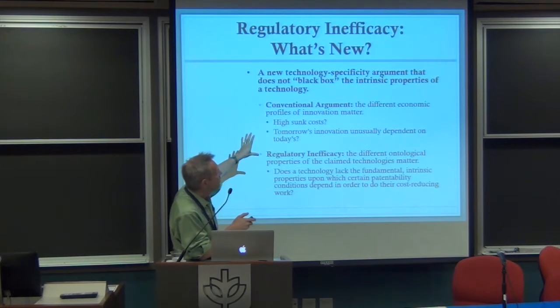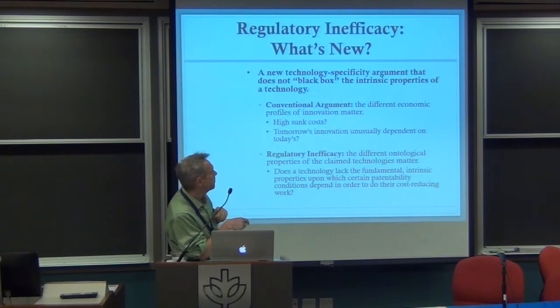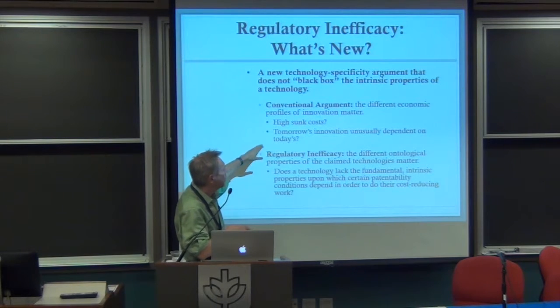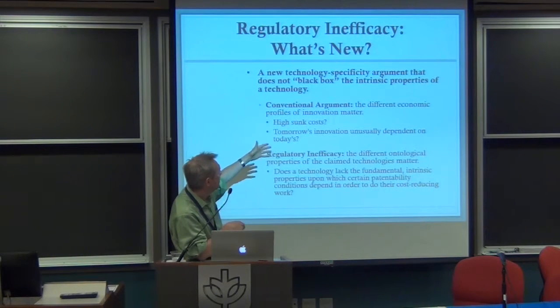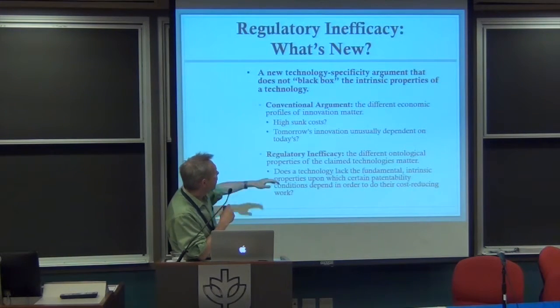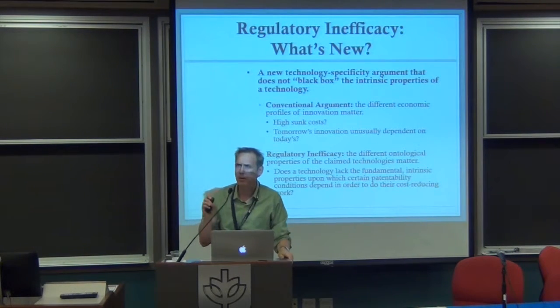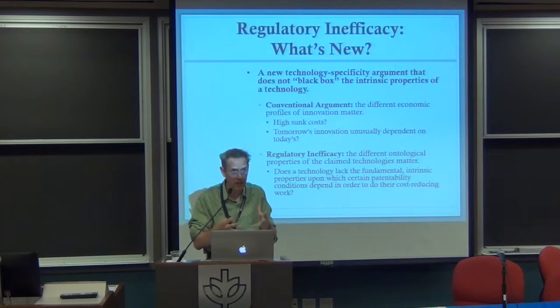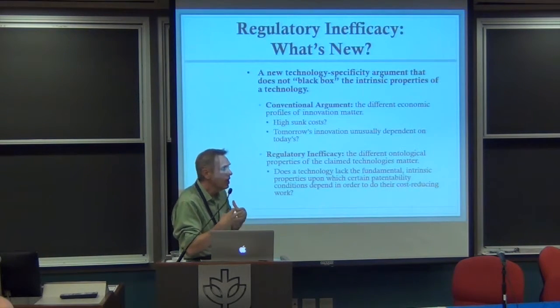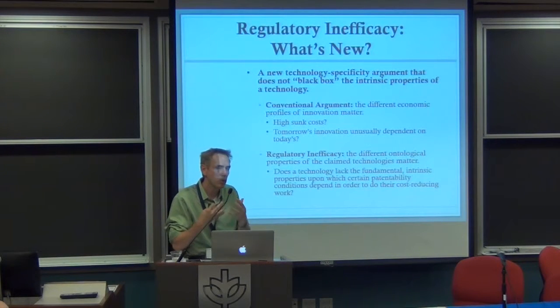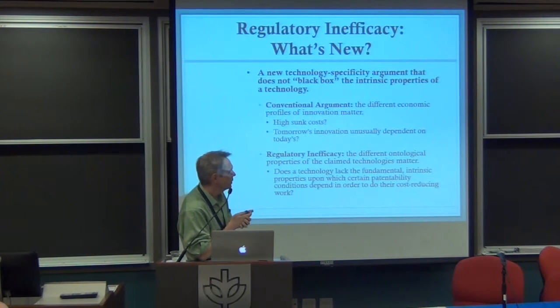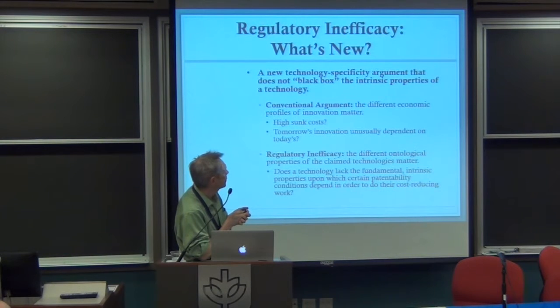And also it's a new kind of technology specificity. Generally, when we're talking about technology specificity in patent law, we're talking about the economic profile of innovation. Are there some costs or unusual dynamic costs that come out of patent protection? Whereas I'm talking about a kind of technology specificity which is dependent on the ontological nature of the technology. There's certain intrinsic fundamental properties of a technology that screw up the way in which the patentability conditions, or some of them anyway, usually work.